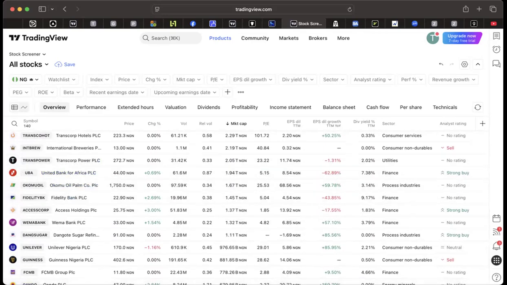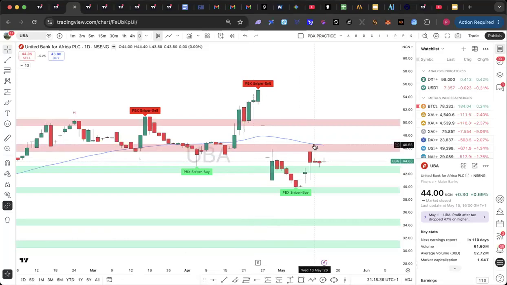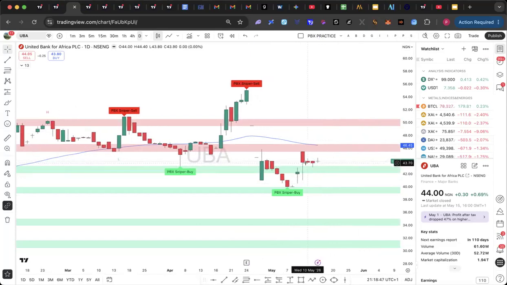Now, let me check quickly for UBA, to see exactly where it is now. UBA, United Bank for Africa PLC. Let's look at this. So you can see UBA here. Okay, so you may write it down, UBA. So what if you could buy UBA at 44 naira? I think it's rolling around this point.